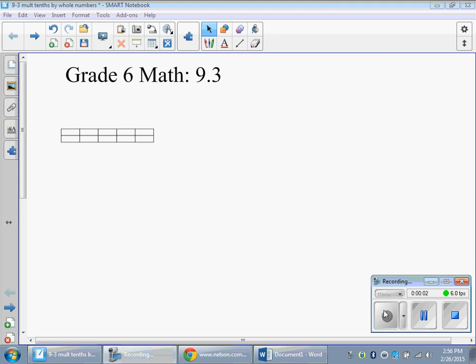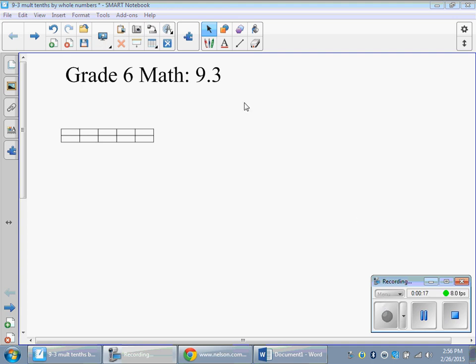Hello everyone, in grade 6 math, section 9.3, we are multiplying tenths by whole numbers. Of course we can do this with a calculator, and that would give us the right answer. And I'm going to show you today a little bit about why those right answers work.